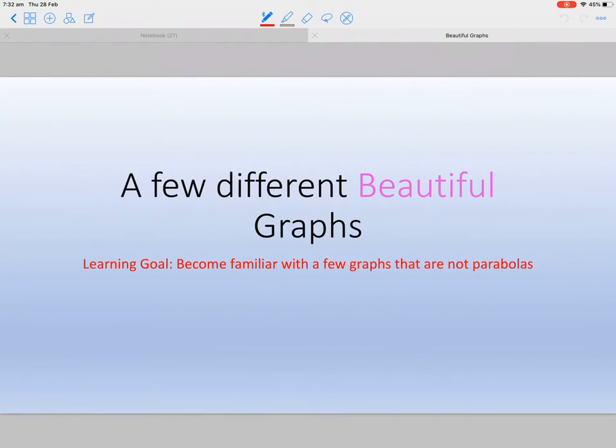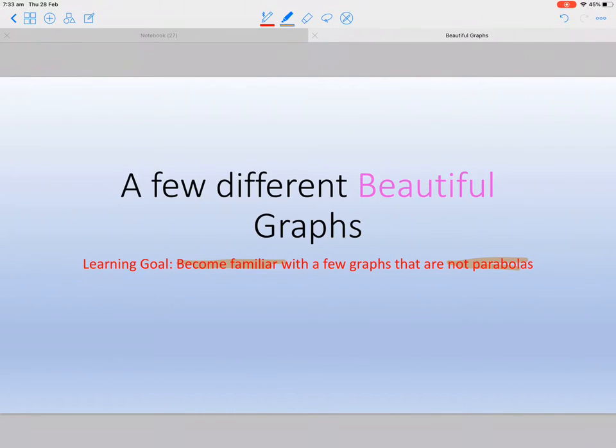And we're going to look at a few different beautiful graphs, okay? Our learning goal is just to become familiar with a few graphs that are not parabolas. We've been focusing a lot on the parabola, and that's actually a really good thing. It's not going away. There's so much of this course that goes back to a parabola, but we need to go a bit further than that, and we're going to look at other graphs that exist in this course that we should be getting more and more familiar with and recognizing a few features of them.